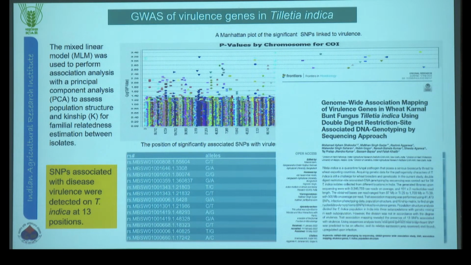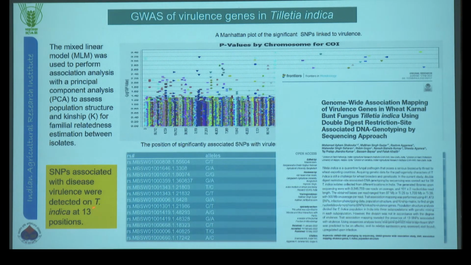Another study we have also done is genome-wide, GWAS technology. In plant science, GWAS is mostly used for trait-specific QTLs that are identified. But in fungal cases, what we actually did was collect a population of the fungus Tilletia indica. We did the GWAS and identified some virulence genes.